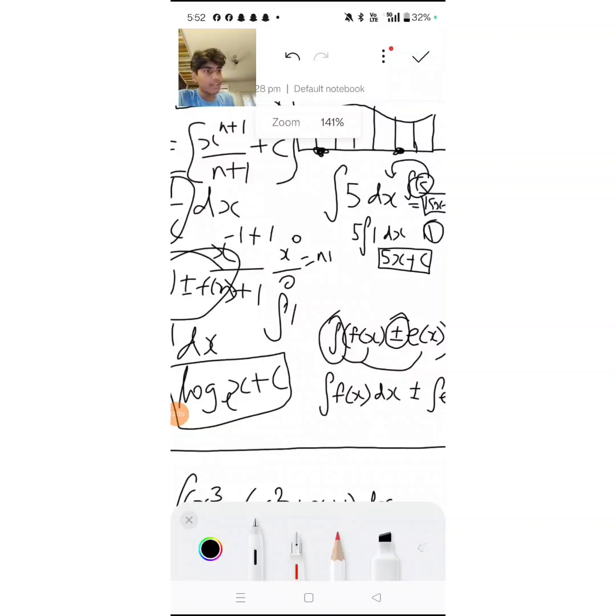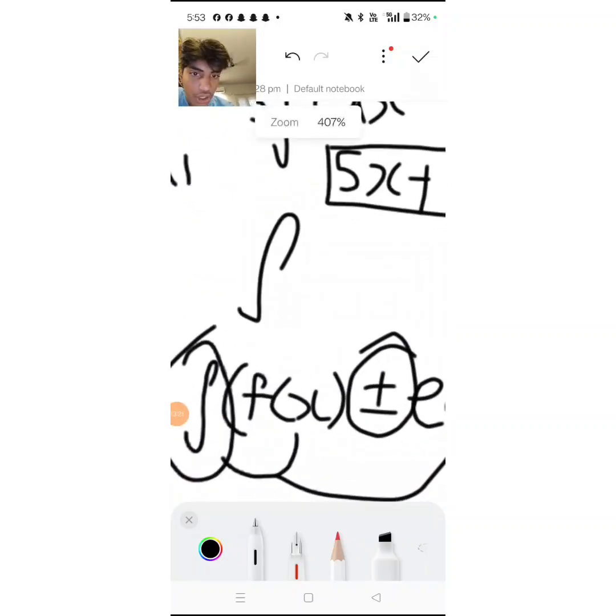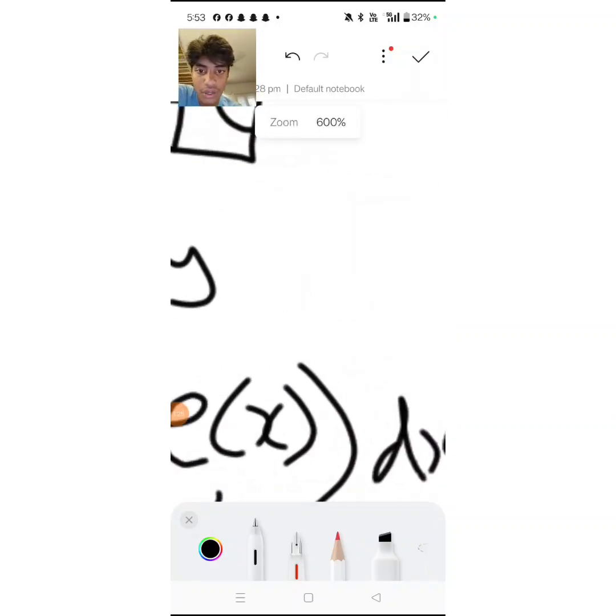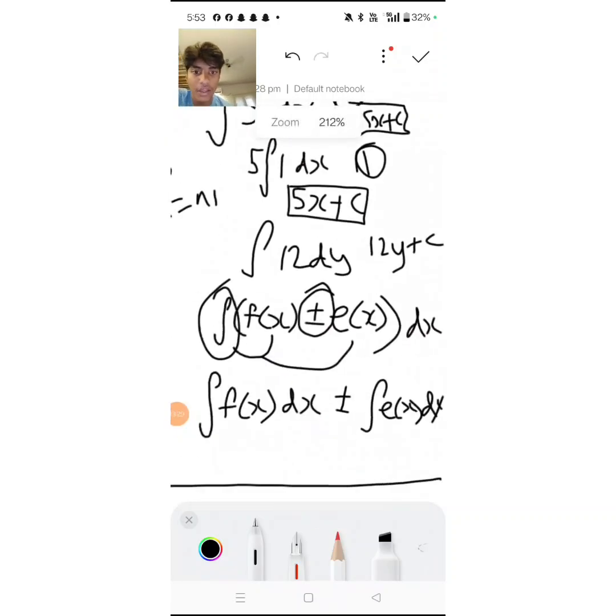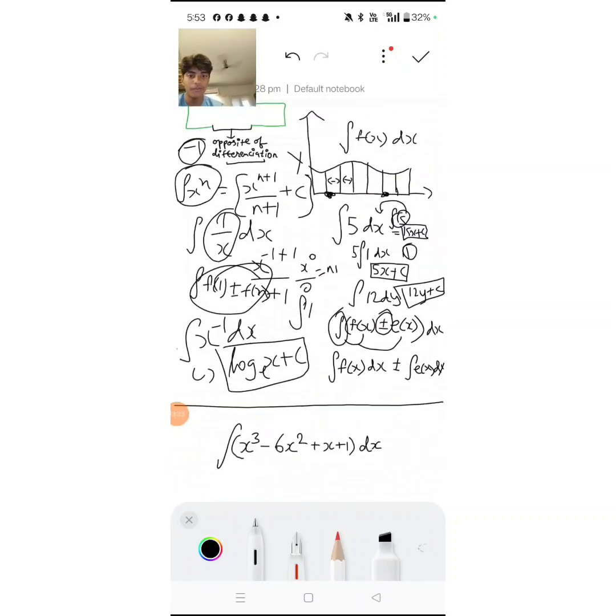And one more thing you guys need to remember is, I also told you that it is not possible to have a negative power, right? Like you can never have x inverse. Also, if you have, let's say, the integral of 12 dy, it's just 12y plus c, right? Because we're not changing anything. If it's dx or dy, the value doesn't really change, right?